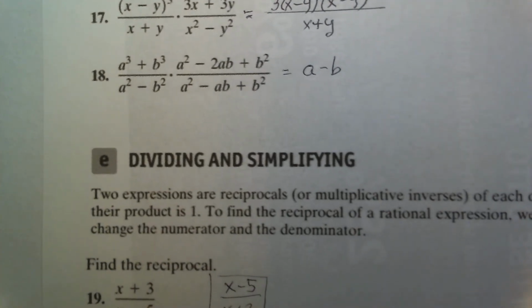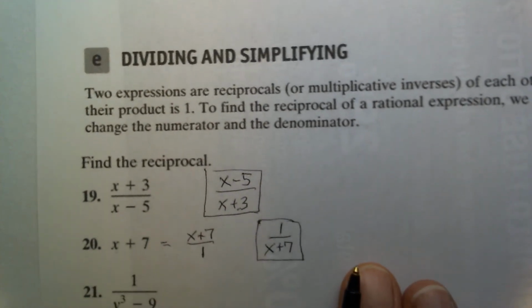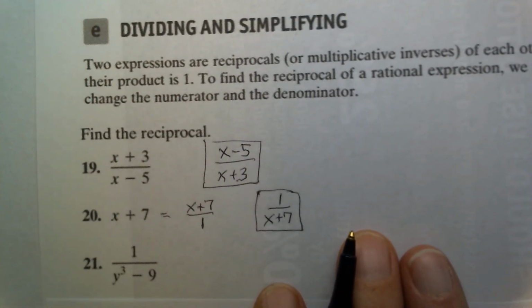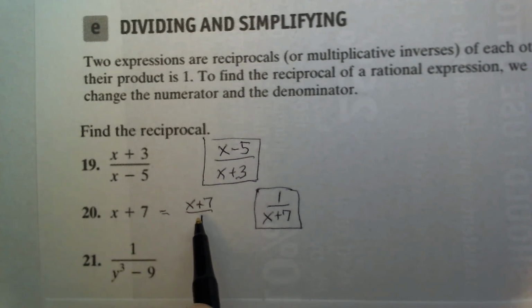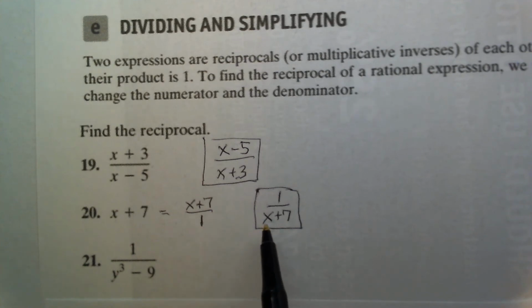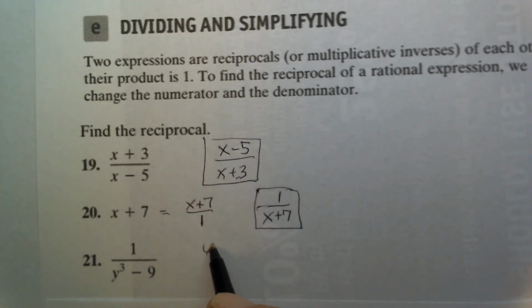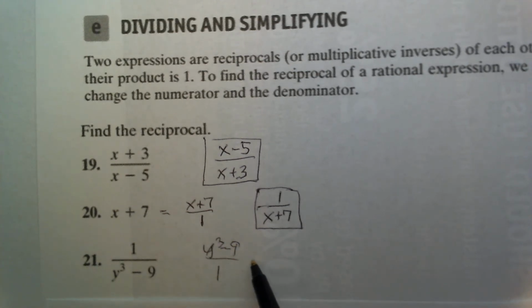And for number 21, I apologize, I should have moved it up further. Okay, so x plus 7, we write as x plus 7 divided by 1. Now we have a numerator and a denominator, we exchange them. Here's our reciprocal, 1 divided by x plus 7. This one here is quite simple. We simply exchange numerator and denominator. So this then becomes y to the third minus 9 divided by 1, which of course we write as y to the third minus 9.